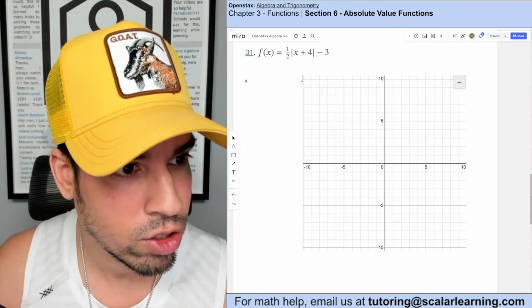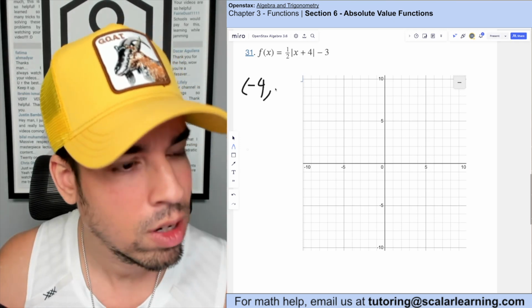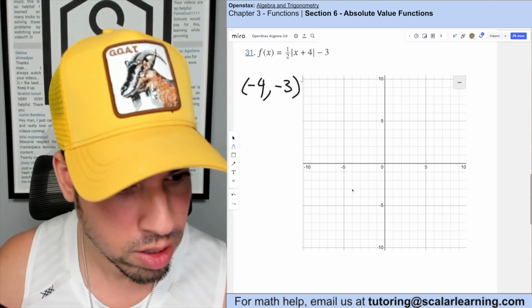Once again, to find the vertex, we're going to figure out what x value is going to zero out the absolute value, and that's going to be negative 4. And then you plug that in, this zeroes out. You get a y value of negative 3. So that's the vertex, negative 4, negative 3, boom.